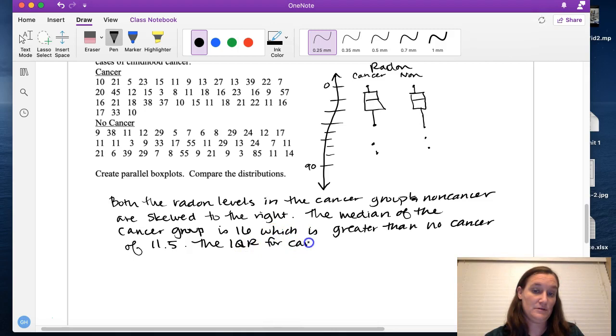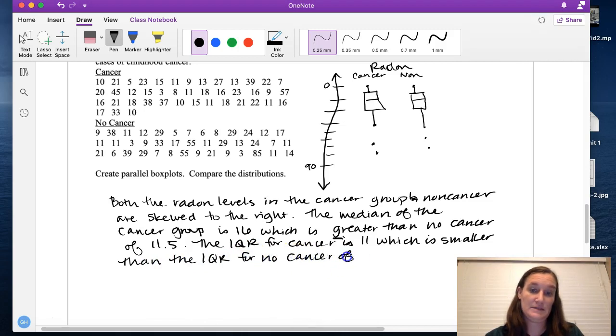The IQR for cancer is 11, which is smaller than the IQR for no cancer of 18. And you do need to report these numbers. So I'm not showing you how I got these numbers, but you can get them from the calculator. You can't get the IQR directly, but you can figure it out from the calculator.